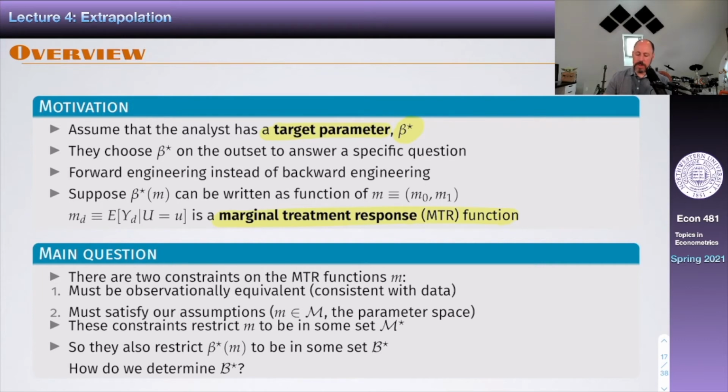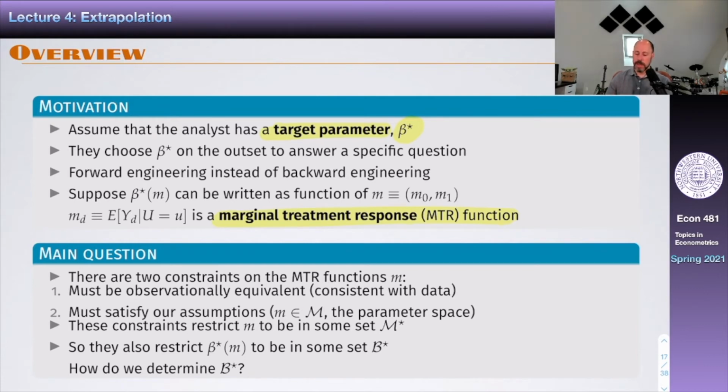I wrote here, there are two constraints on the marginal treatment response functions. The first one is that they must be observationally equivalent, so they must be consistent with the data. We're going to be clear about what that means in a second. But in a way, if the data is given at certain moments, whatever marginal treatment response functions we have have to be consistent with these moments that we find. And then the second one is they must satisfy the assumptions that we impose. So for example, if we assume that the model is separable, then of course they need to be separable. If we assume that they're monotonic, then they need to be monotonic.